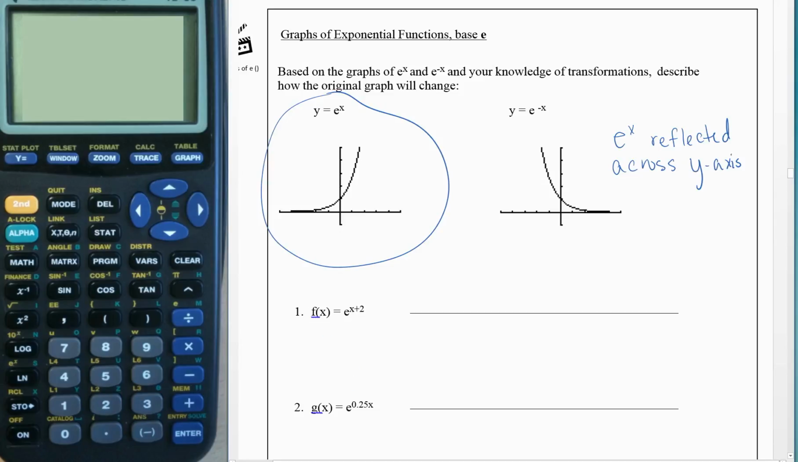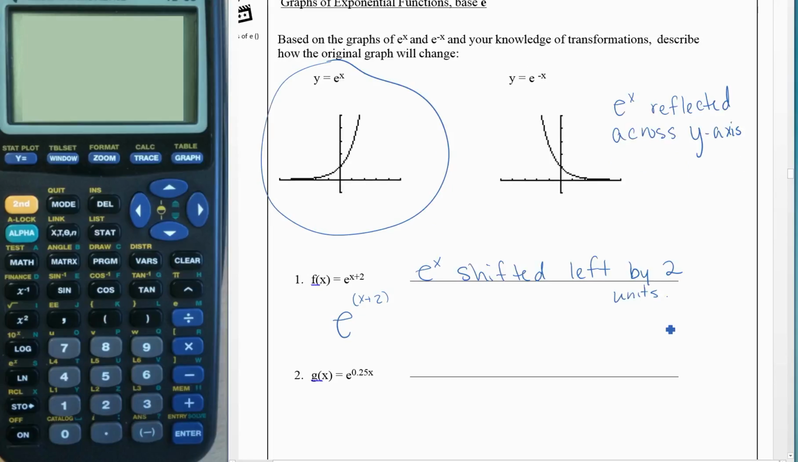So if we have f of x equals e to the x plus 2, so that's e and then x plus 2 is in parentheses up here as the exponent. Well, we're adding 2 inside the parentheses with the x, okay, so that's going to be a horizontal shift. And since we're adding 2, we're shifting left by 2. So this function would be e to the x shifted left by 2 units.